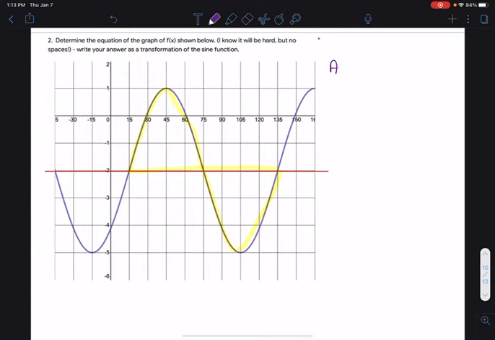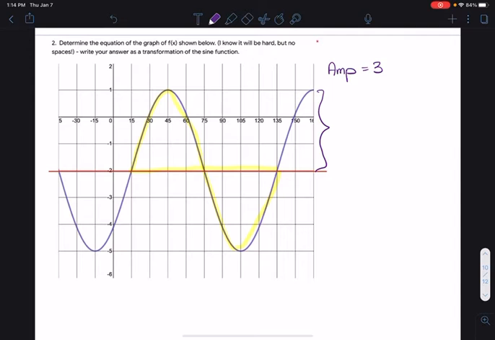So our amplitude of this thing looks like, that's the height of it. It's 3. So in my equation, I'm just going to start writing the equation. 3 is the first number. I'm drawing a sine function here. Okay, now I need the period.